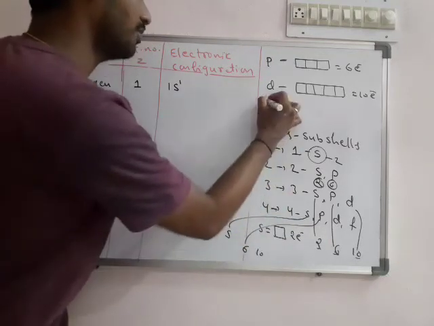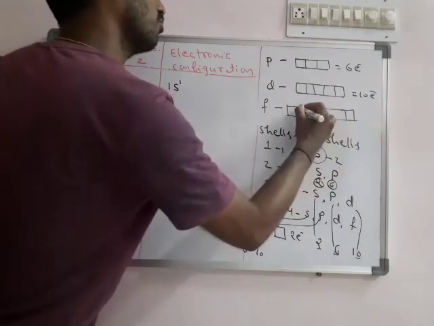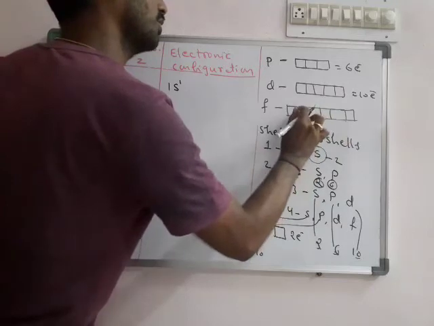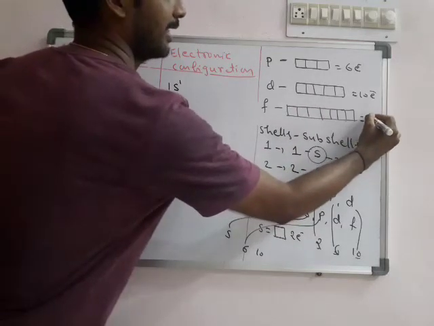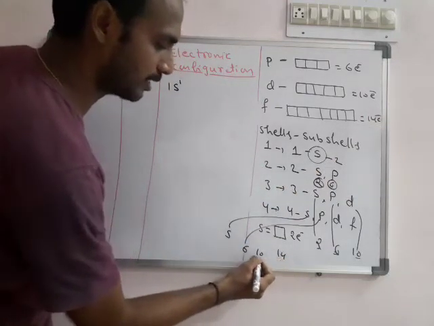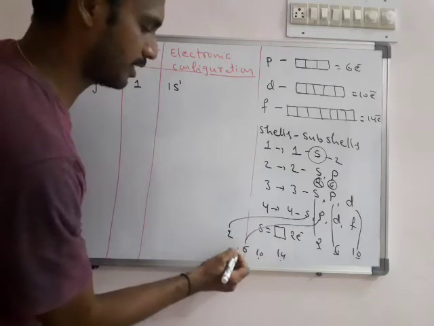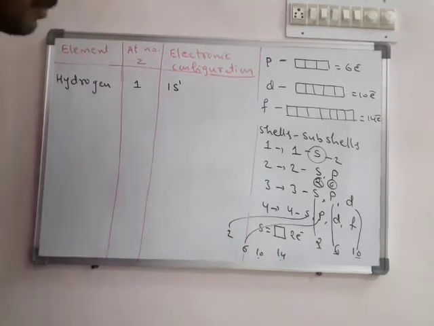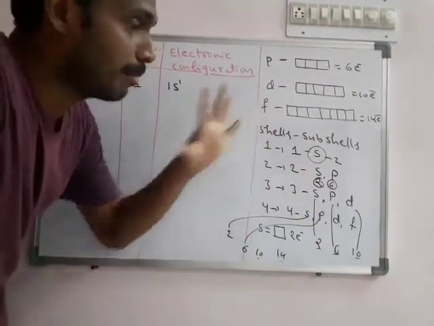So F theesukunte, F lo 1, 2, 3, 4, 5, 6, 7 boxes unnayi. And it is having 14 electrons. 14 plus 10 is 24, S lo 2, okay, 26, 32. So shells lo subshells unnayi, subshells lo boxes unnayi.